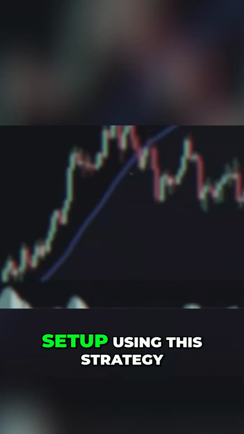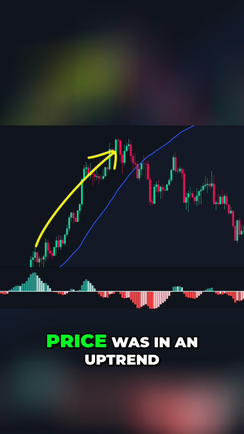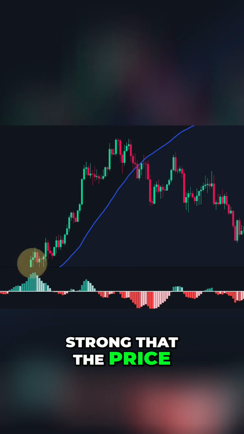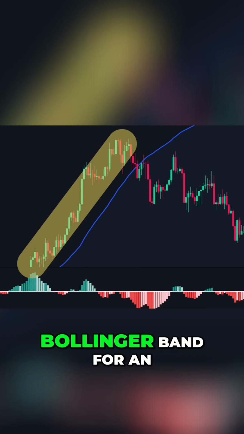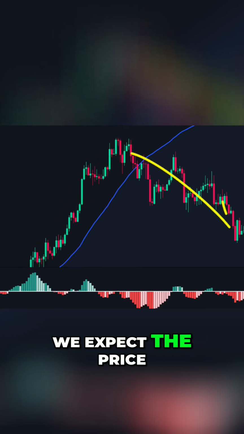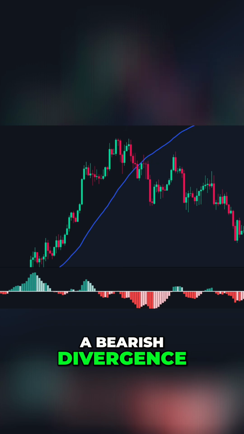Here is a sell setup using this strategy. Here, we see that the price was in an uptrend. The trend was so strong that the price stayed above the upper Bollinger Band for an extended period. Now, we expect the price to move lower, so we look for a bearish divergence.